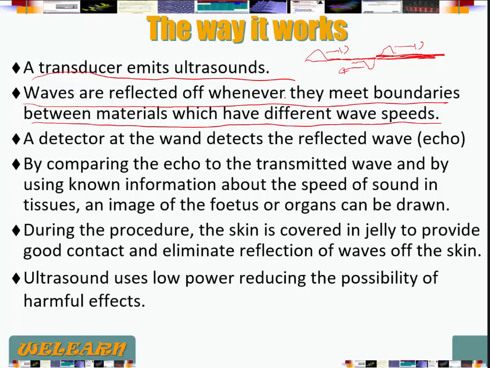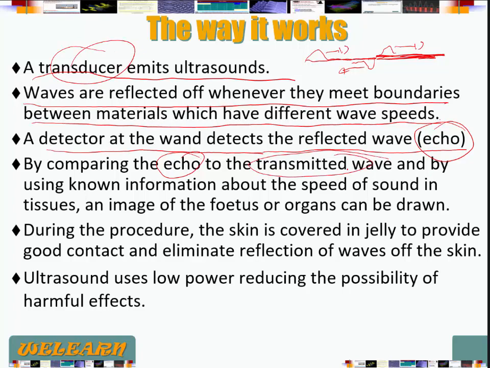Whenever the ultrasounds are going to meet different media, or media at which they are going to move with different wave speeds, part of the wave is going to be reflected. The wand that's being used has also a detector that will detect the reflected wave. That's usually called an echo. By comparing the echo to the original wave that was transmitted, and by using known information about the speed of the sound in tissues, then an image of the fetus or other organs can be constructed or drawn.